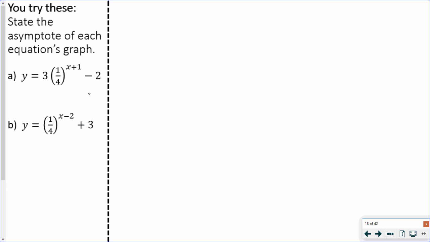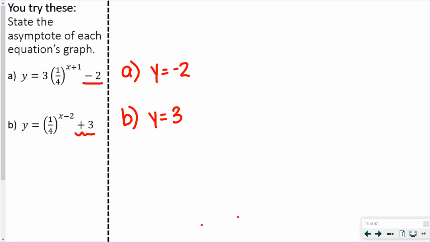All right, so you need to copy the examples over on the left-hand side, and then all you're doing here is stating the asymptote, so you don't have to do anything else, but just tell me the asymptote. So pause it, copy, and then write the answers in the right-hand column, and then unpause it to check your answers. Okay, so part A is minus 2 at the end, so then y equals negative 2 is your asymptote. For part B, 3 is your k value at the end, so then your asymptote is y equals 3.